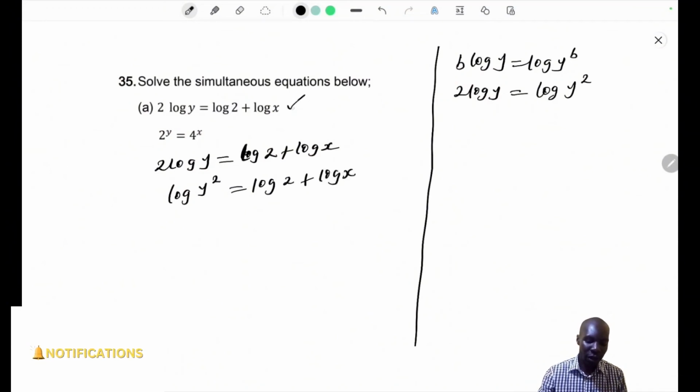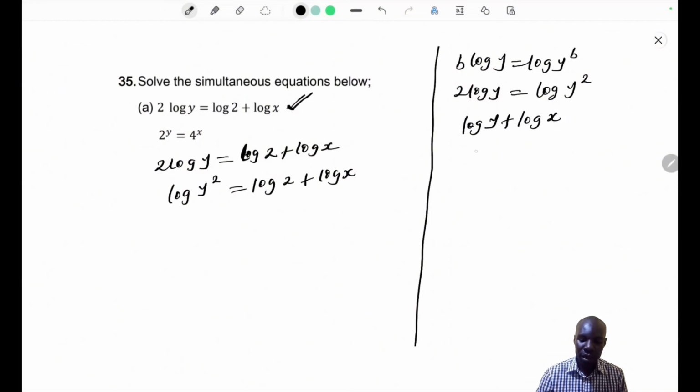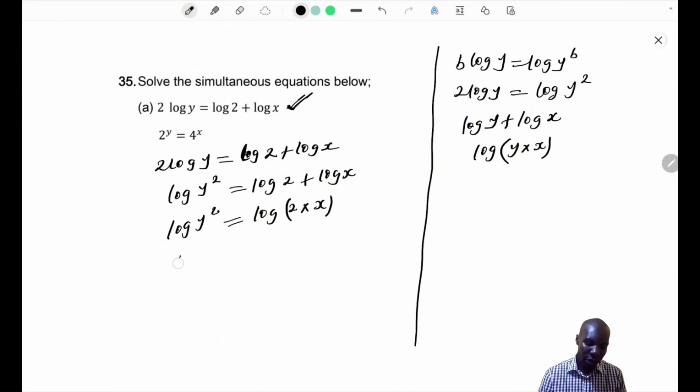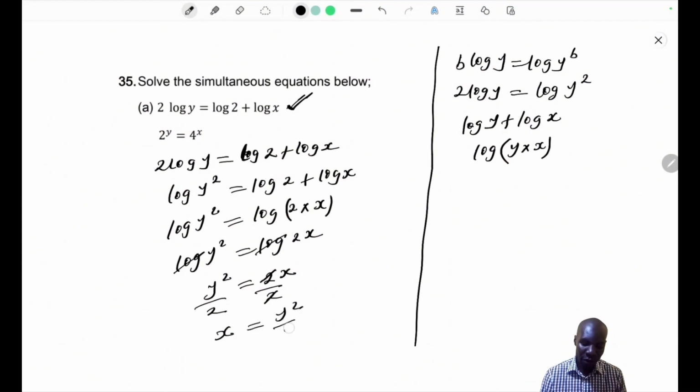We are still dealing with the first equation. We want to simplify it. We know that log of y plus log of x is equal to log of y times x. So we'll have log of y squared equal to log of 2 times x. So log of y squared should be equal to log of 2x. So log cancels out. Then we are left with y squared is equal to 2x. So if we divide both sides by 2, then we'll say that x is equal to y squared over 2. We can say let this be equation 1.